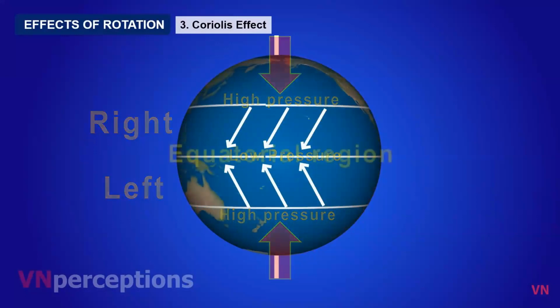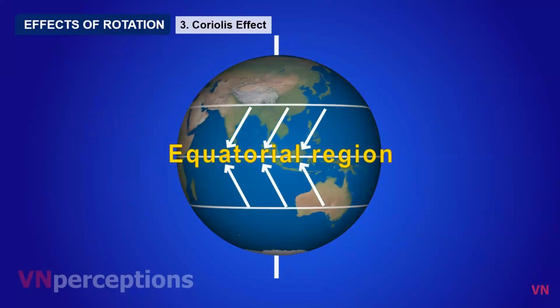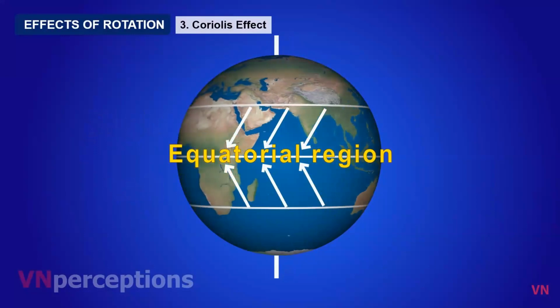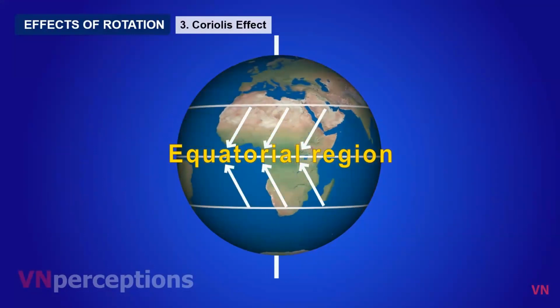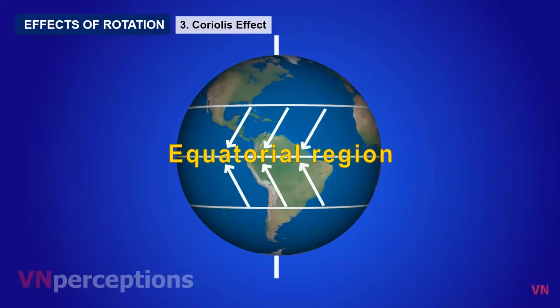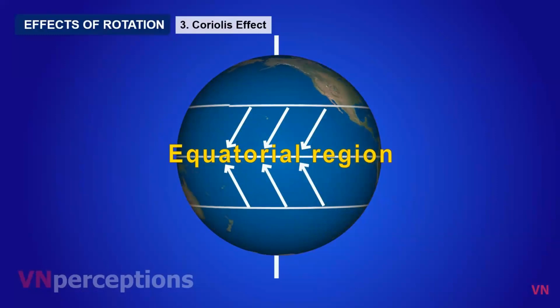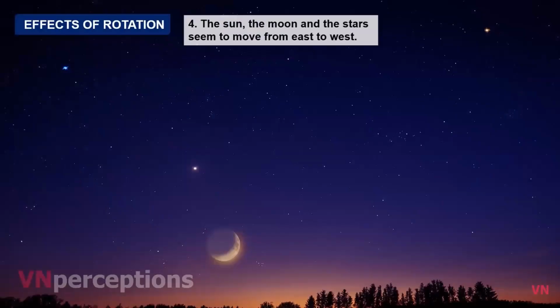But in the equatorial region, that is the region between 5 degrees north and 5 degrees south, the wind does not bend. These are the regions of doldrums, or we say these are the regions of calm, and these are the regions of low pressure. The next important phenomenon that we see is the sun, the moon, and the stars seem to move from east to west.